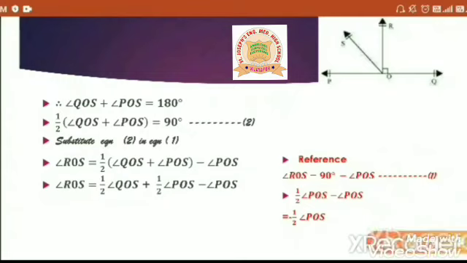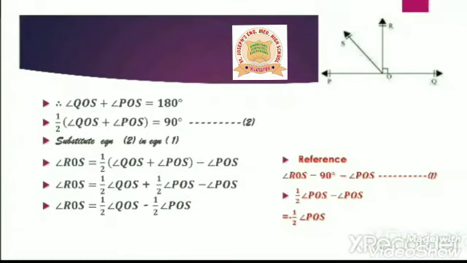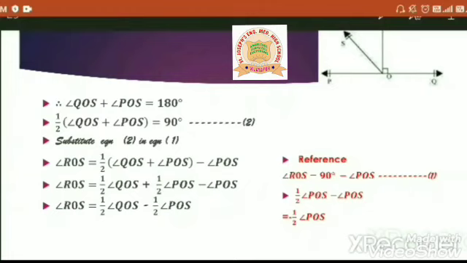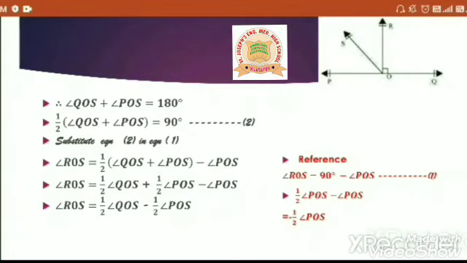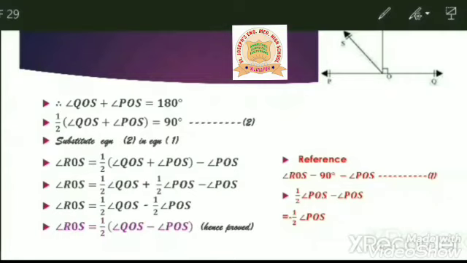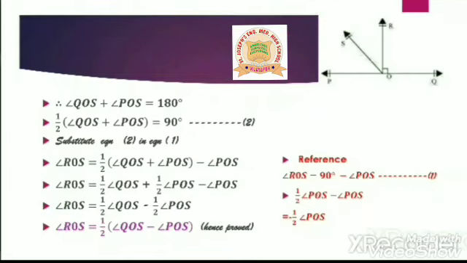So in place of this value we are going to write half POS. Next step, ROS is equal to half QOS minus half POS. Once we simplified this value, that is equal to half POS, that's what we have written here. Now we have half on both the sides, so if you take half common, what is left? Half ROS is equal to half of QOS minus POS. Hence proved. This is the solution for the 5th question.